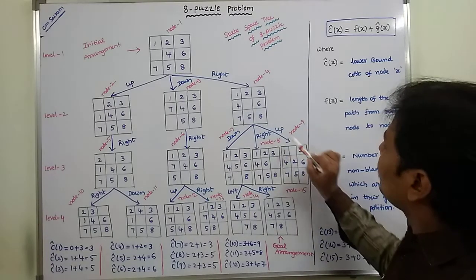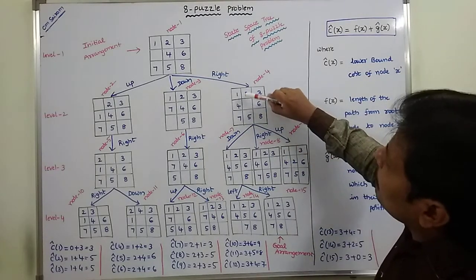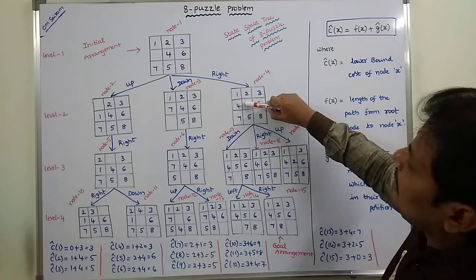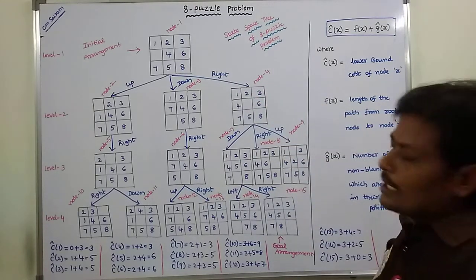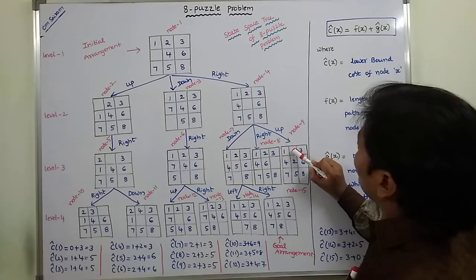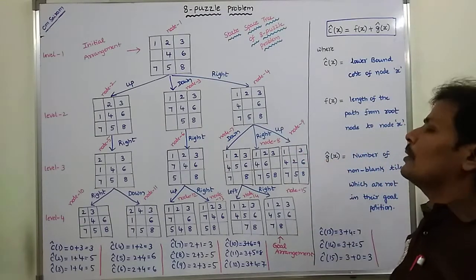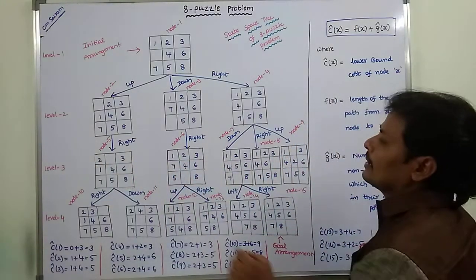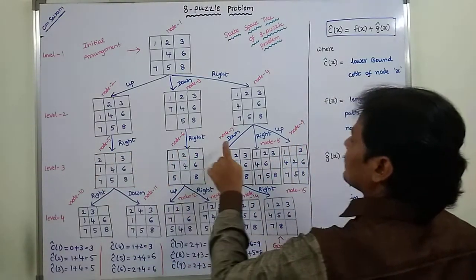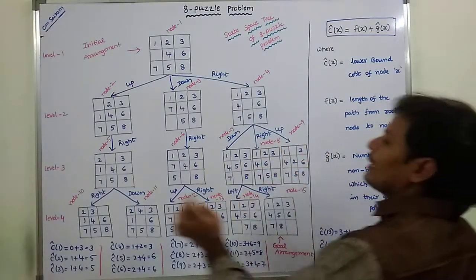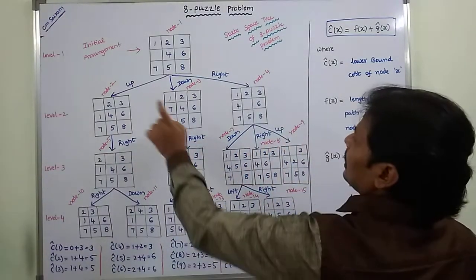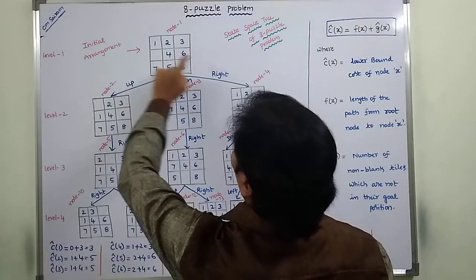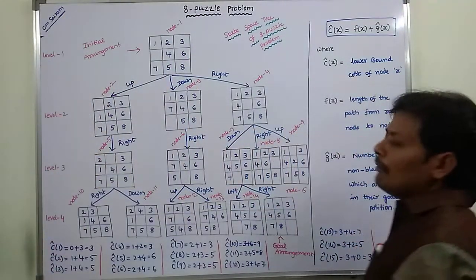Next we go for the up direction. The empty tile can be moved to the up direction. The second tile can be moved to this place, and the empty tile can be moved to this place. Okay. So these are the nodes in level 3: node 5, node 6, node 7, node 8, node 9. Node 2, node 3, node 4 are in level 2. Only node 1 is in level 1.